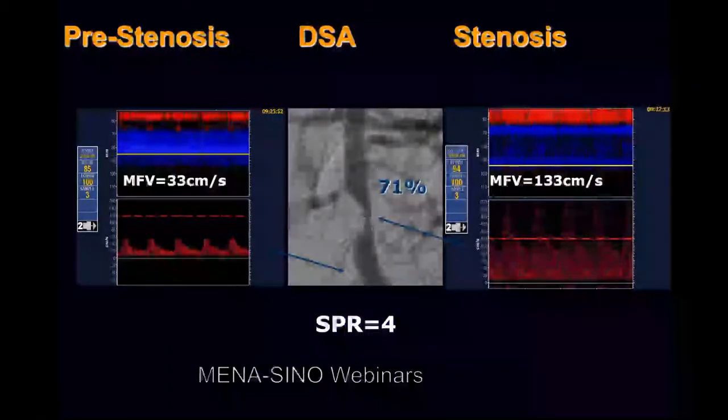Another case in the posterior circulation, you have a mid-basilar stenosis, more than 70%. I mean, easily I would say this is an 80% stenosis. The velocity at the site of the stenosis is 133. Before the stenosis it is 33. If you look at the ratio, 133 over 33, it's 4. That's consistent with more than 70% stenosis.